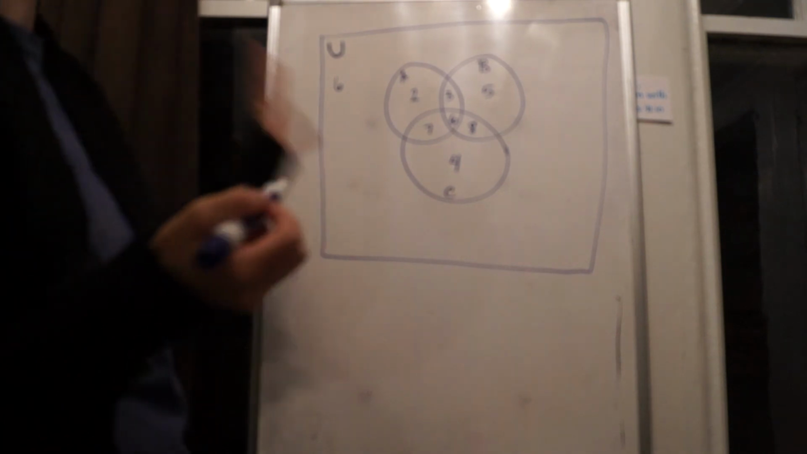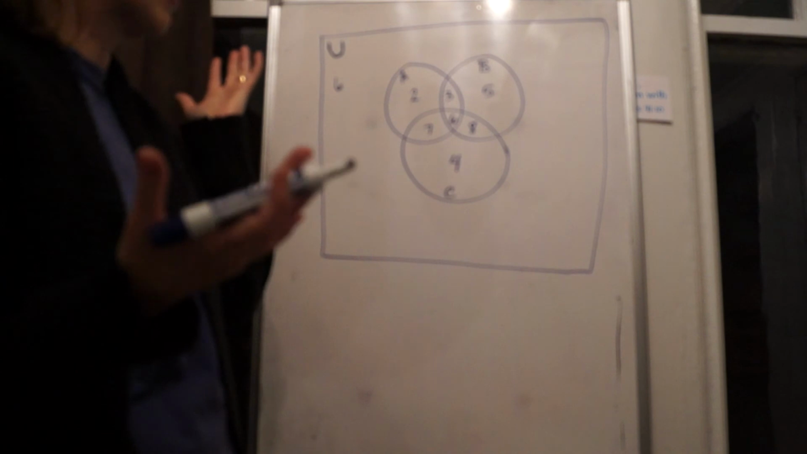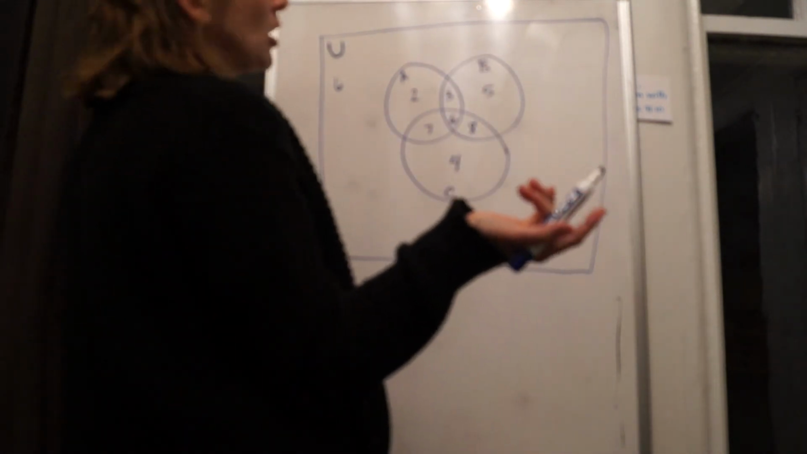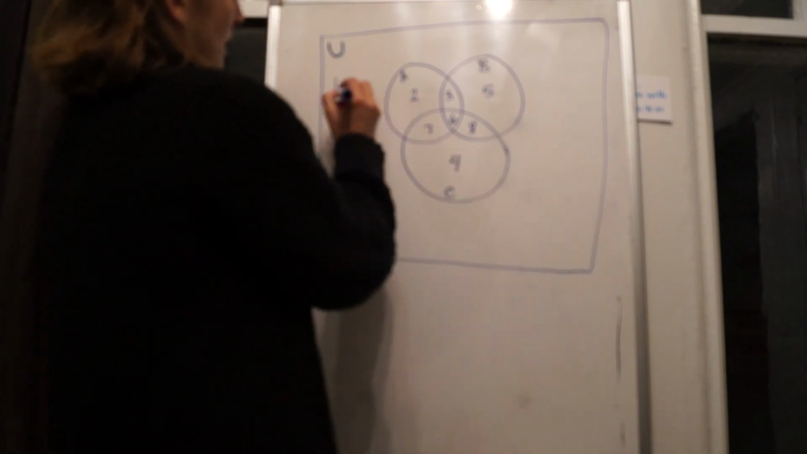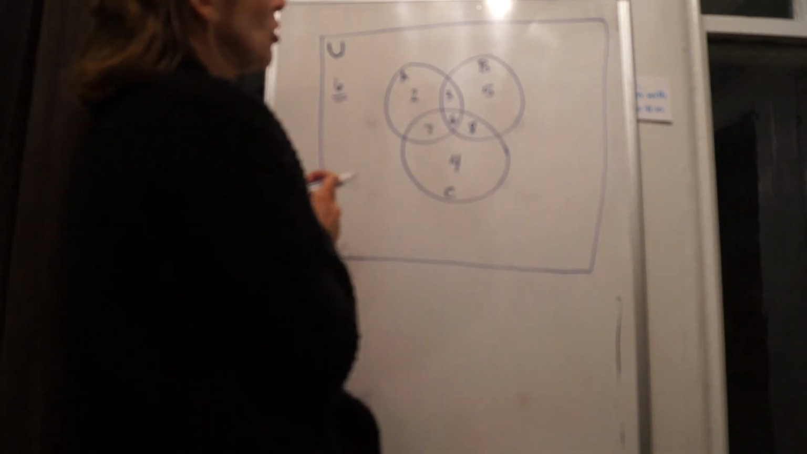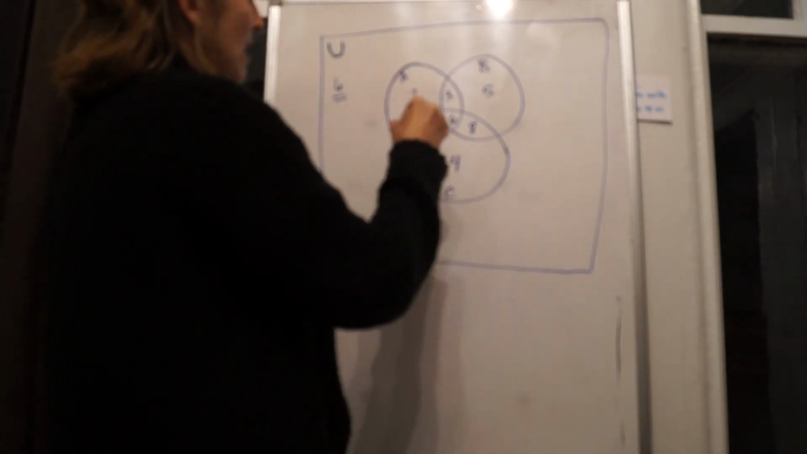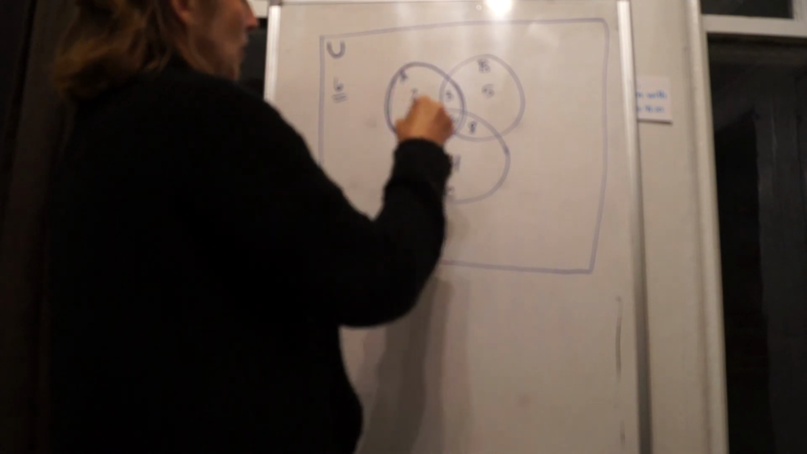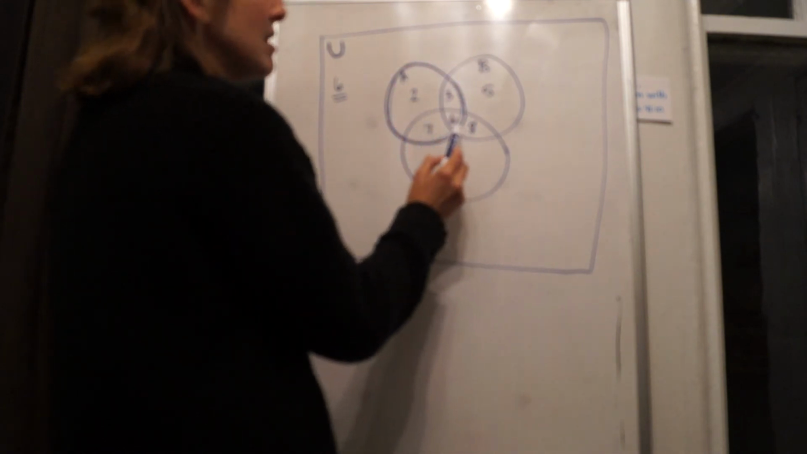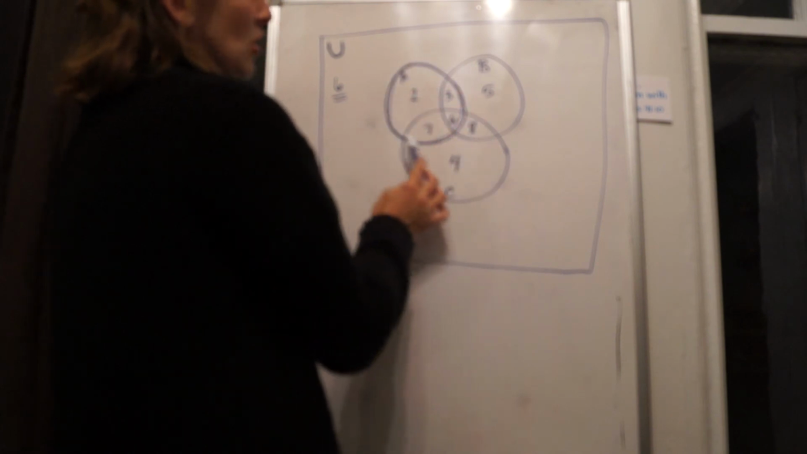So what we're looking at is the number of things in each area. So we might be asked, for example, how many are in none circles? That would be 6. How many are in circle A? That would be everything inside this border. So 6 plus 3 plus 2 plus 7 makes 18. There are 18 in circle A.